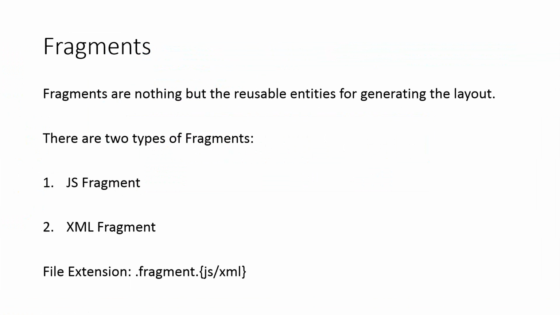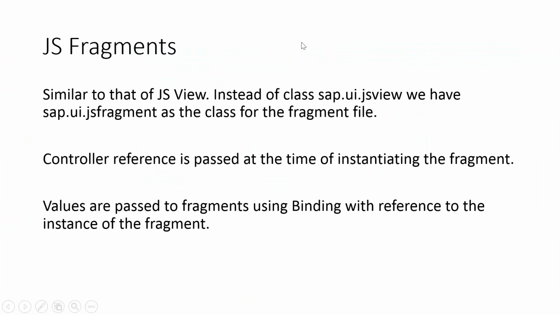So the JS fragment is exactly similar to the JavaScript view, whereas the XML fragment is exactly similar to the XML view, except that these are not views. A view consists of a view file as well as a controller file, whereas a fragment only contains the fragment file. Fragment is quite a new concept for you, but in our case, it's just a reusable entity that we are going to use. It's actually a concept of web application development, whereby developers reuse the layouts that they want. Okay, so the JS fragment, like I have told you, is exactly similar to the view.